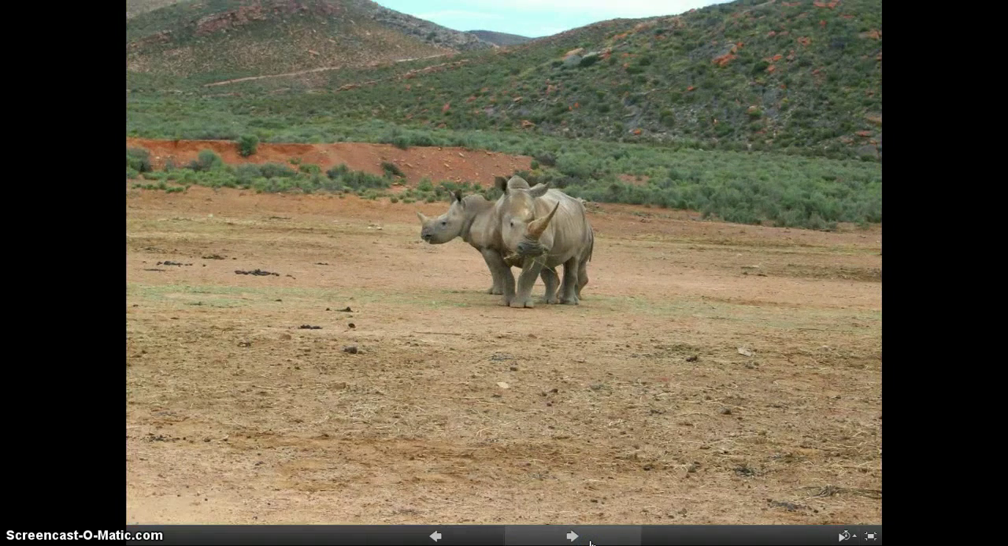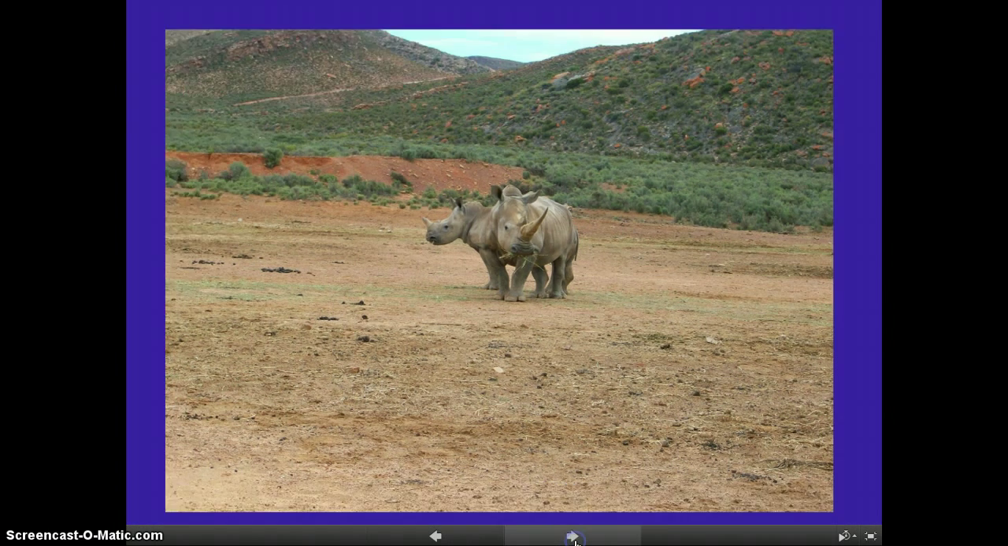My brother-in-law is in the Navy, and he was on a submarine recently, and a few years ago had the opportunity to stop with his submarine in South Africa, and they went on a safari, and one of the things that they saw were the rhinoceroses. And so here's a rhino. Interesting picture there.